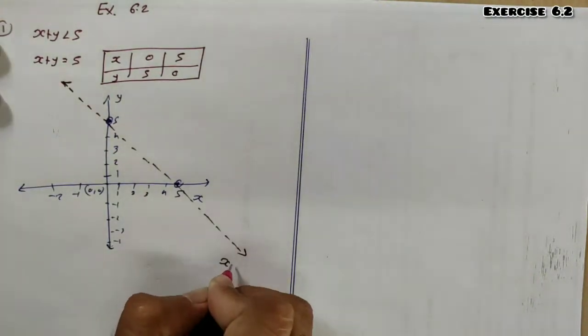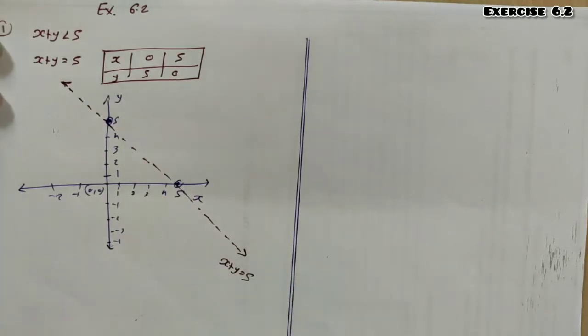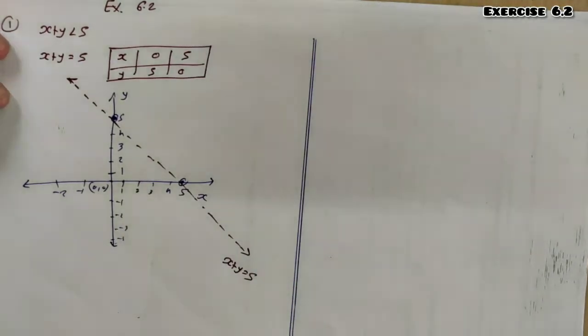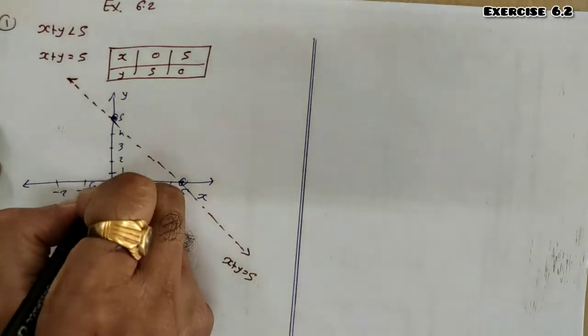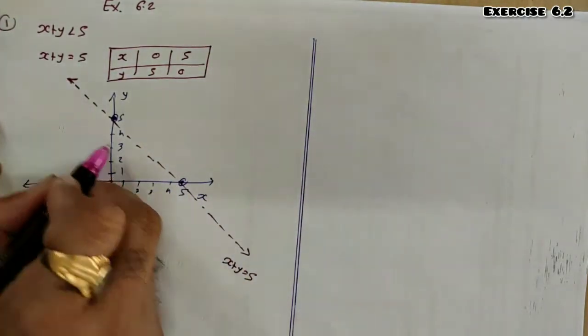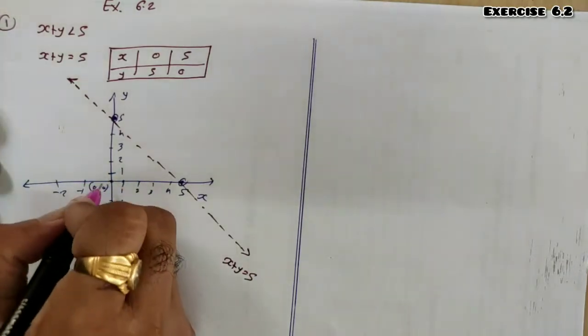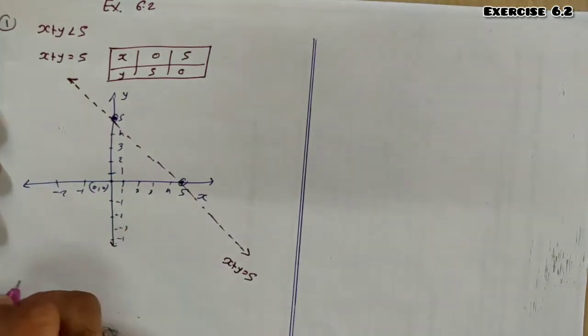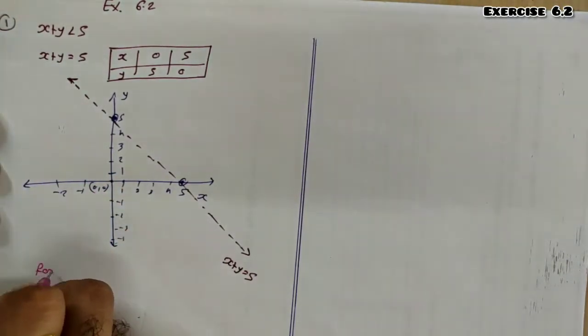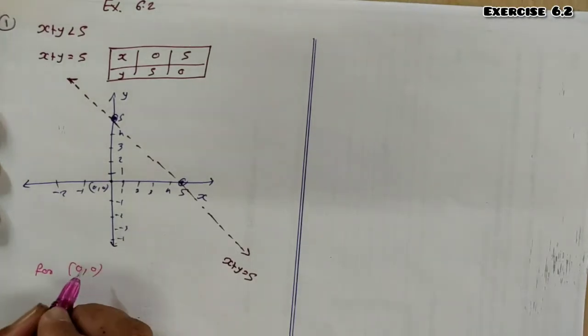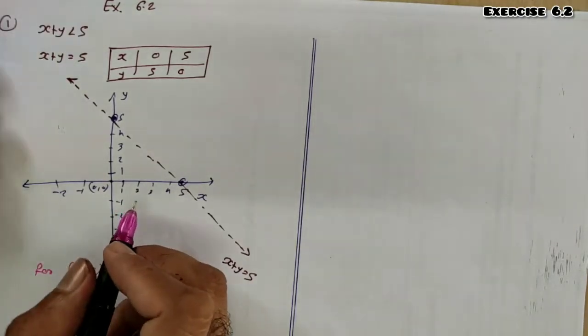This is x plus y equal to 5. Done? So now two half planes. Which half plane is the solution of the given inequality? For that we have to consider the point (0, 0), the origin. You can consider any point from this half plane, but (0, 0) will be very convenient for us. So for (0, 0), we will check whether it lies in the solution of this inequality or not.